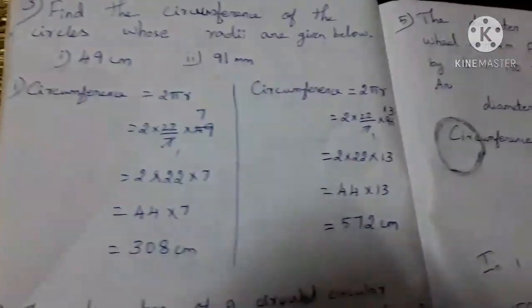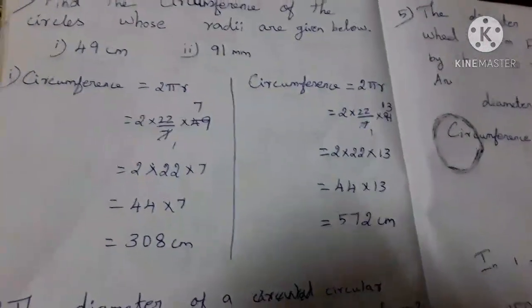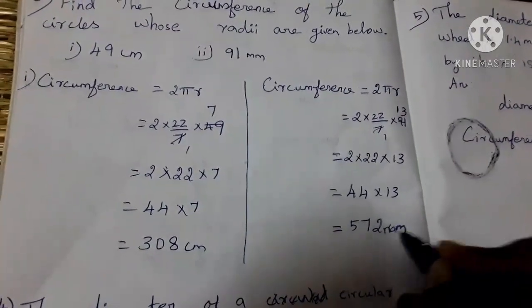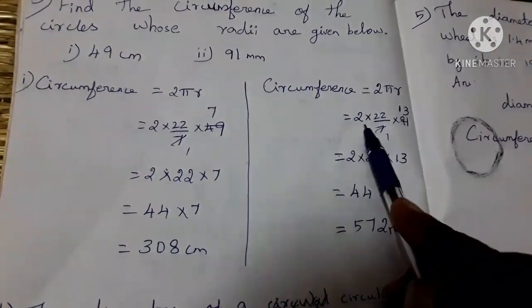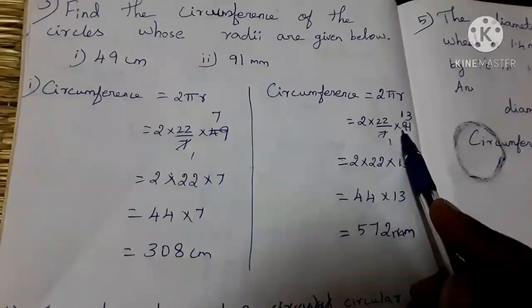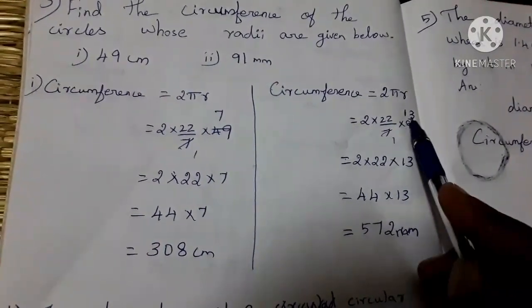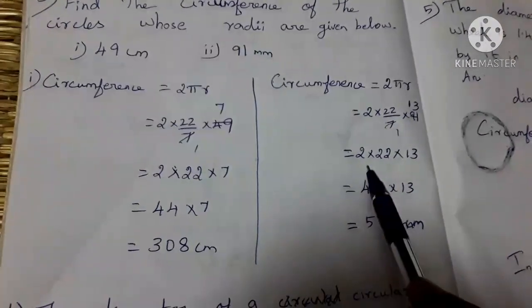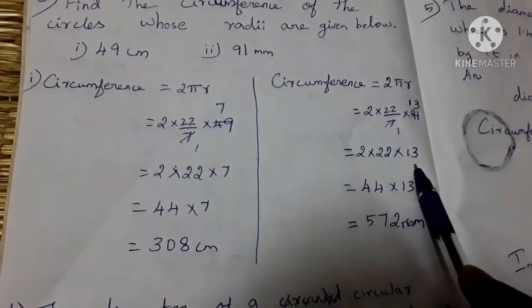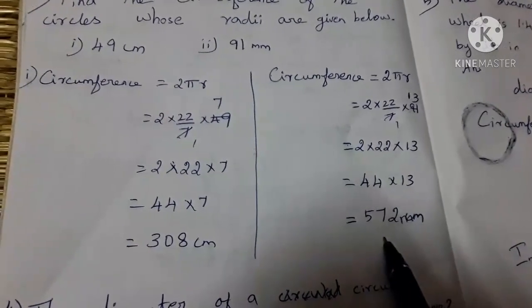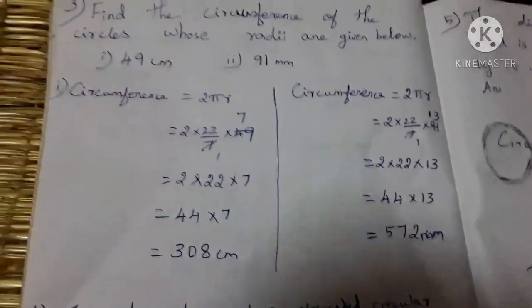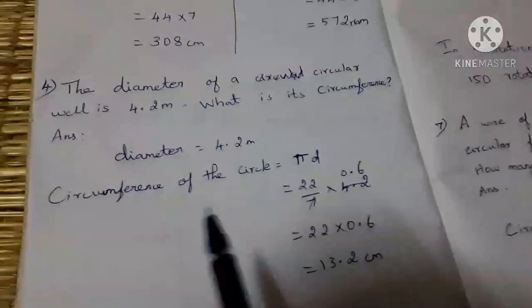Next, 91 millimeter. So 2 pi r is equal to 2 into 22/7 into 91. Radius is 91. 1 7 is 7, 13 7s are 91. So 2 into 22 into 13. Our answer is 572 millimeter.